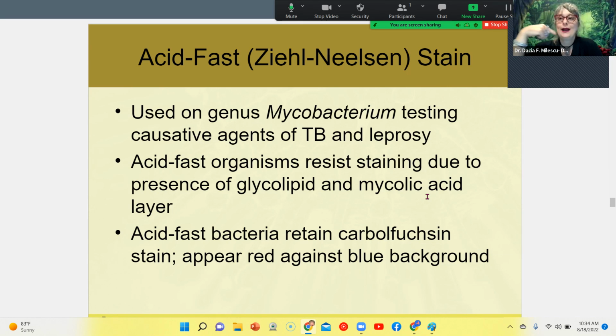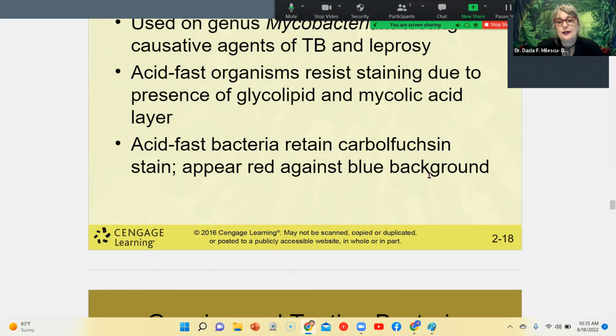That's why they're called Mycobacterium. So these are very strong bacteria, TB and leprosy. And the only way to identify them is through the acid-fast stain, which retains the stain. So acid-fast bacteria retain that carbolfuchsin stain, and they will appear red against a blue background. And that is a sign that the person either has TB or leprosy, some kind of mycobacterium.